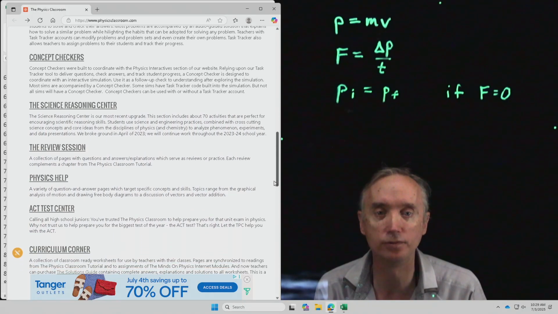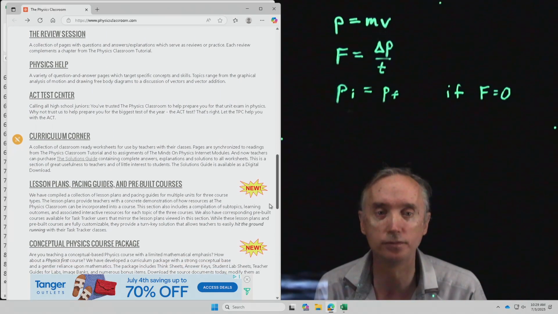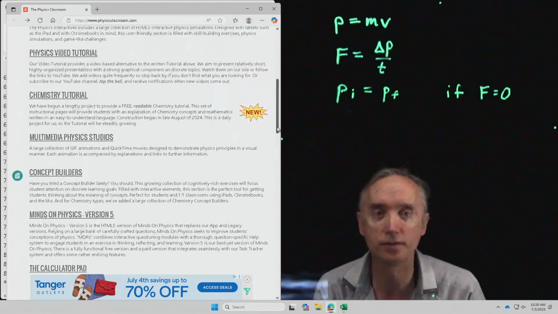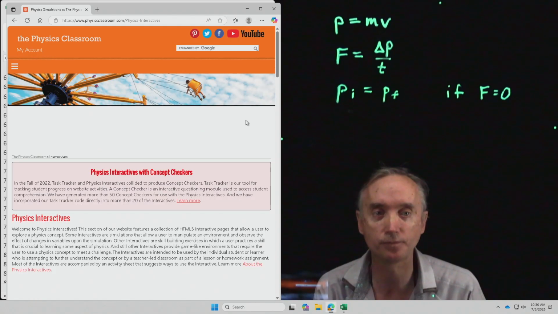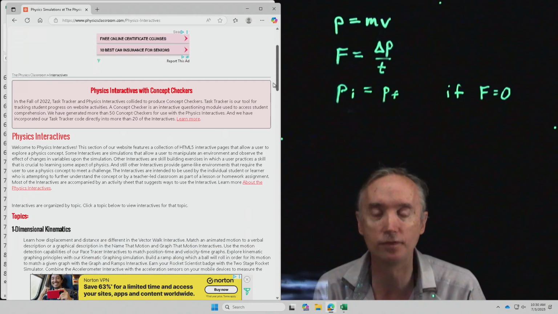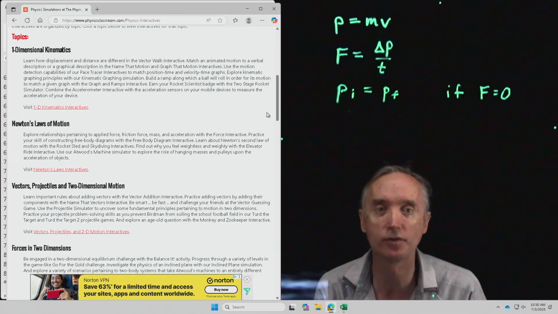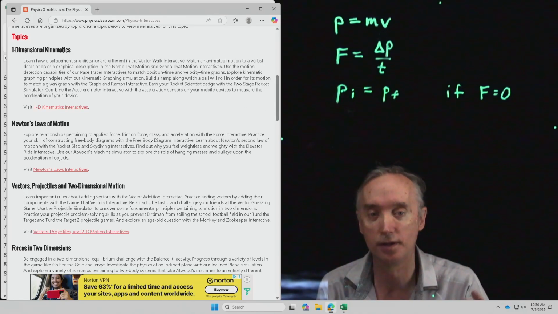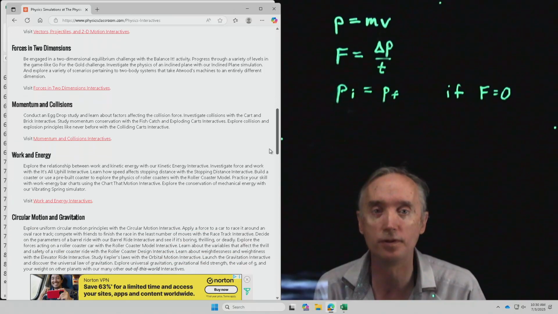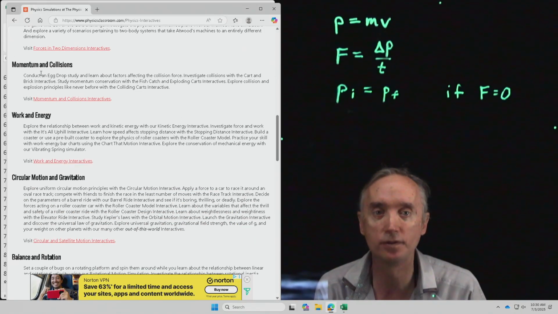So I will let you take a look at this if you want to. But the main thing is that we want to look at the simulations. So let's click on simulations. And here are all the different kinds of simulations. This first one is about what we mean by distance, speed, and acceleration. We've already looked at a simulation for Newton's laws of motion. They've got vectors and projectiles, forces in 2 dimensions, but this is the one that we want, momentum and collisions.